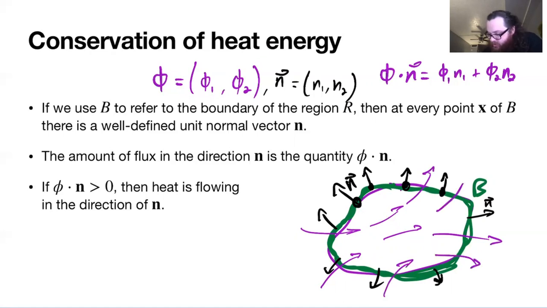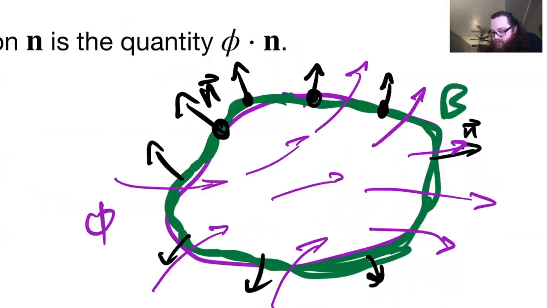Let me draw one more. Another one. Okay. So say this is our vector field phi, and then we have these unit normals. Question is, pick a point, say for example here. How much of phi is flowing in the direction n? Well, looking at what we drew, this vector is kind of on top of this vector.